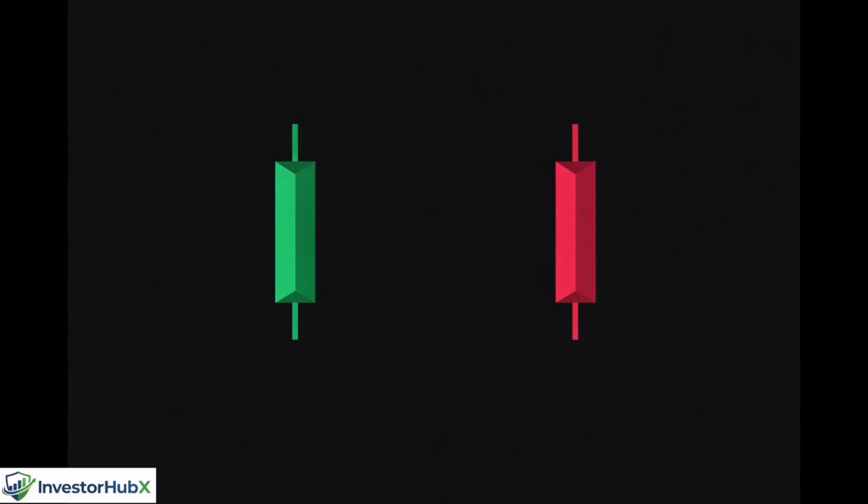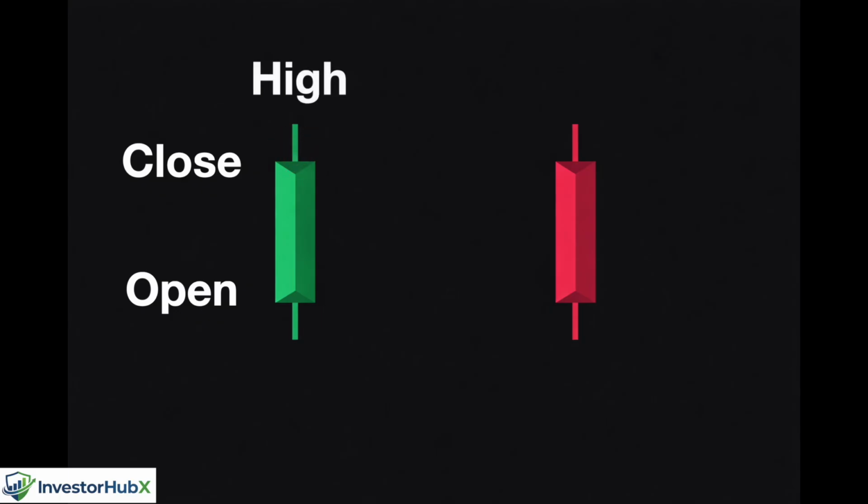Let's start with a green candle. A green candle means price closed higher than it opened. The open is at the bottom of the candle body. The close is at the top of the candle body. The upper wick shows the highest price reached. The lower wick shows the lowest price reached.